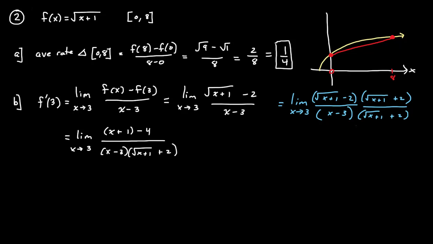Okay, good. I hope that you can see now that the numerator becomes x minus 3, which cancels with the denominator. So I'm going to show the result of that simplification. And it gives us 1 over the square root of x plus 1 plus 2. Now I can substitute it in, and it comes out to be 1/4. Whoa! 1/4. Is this a coincidence?